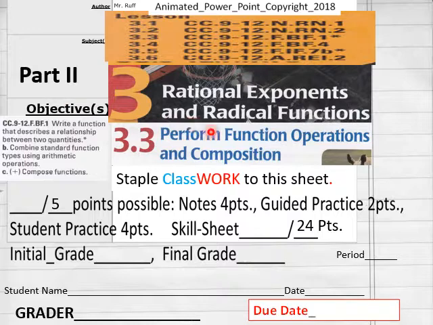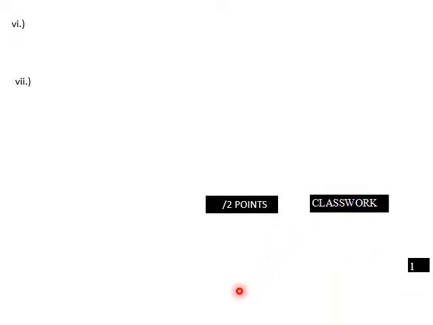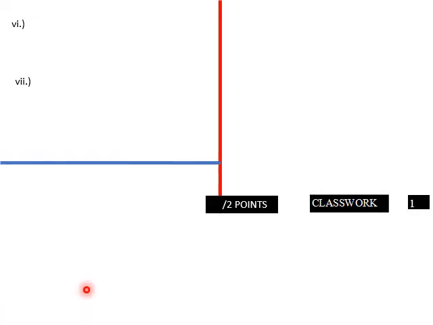3.3 part 2, perform function operations and compositions. We have 5 points today for notebook taking, and 24 points for the classwork skills sheet today. In our classwork, page 1 on our classwork sheet today.